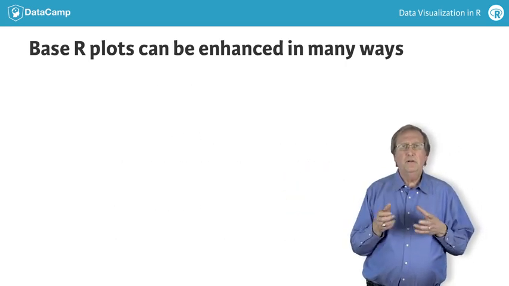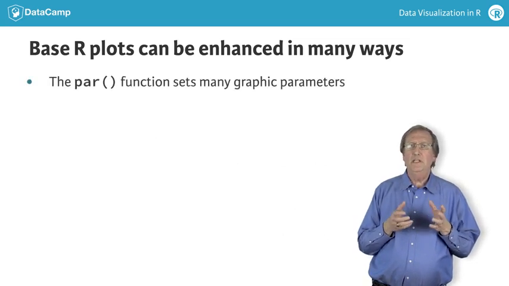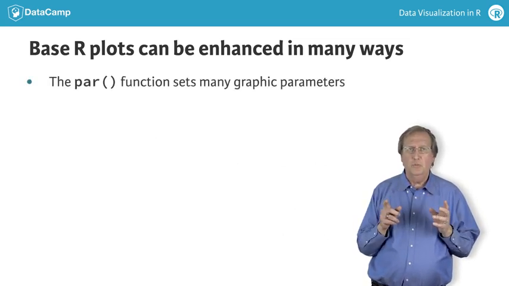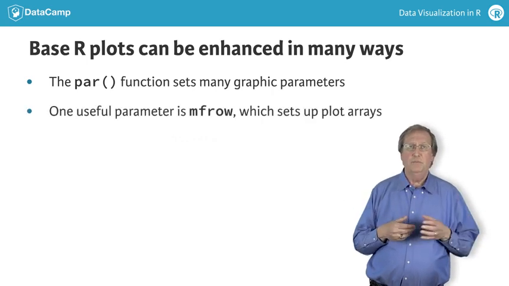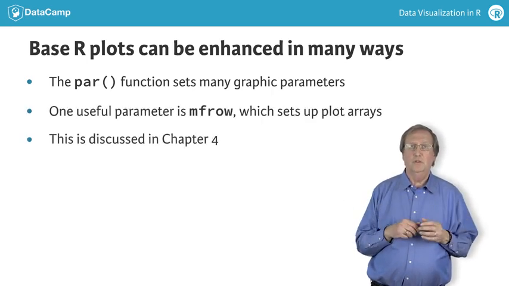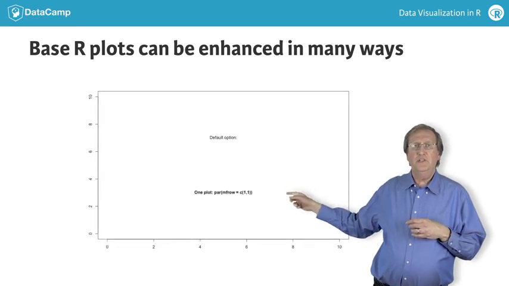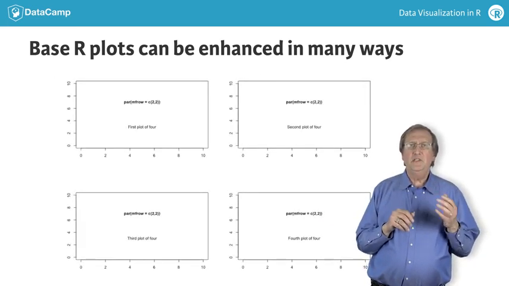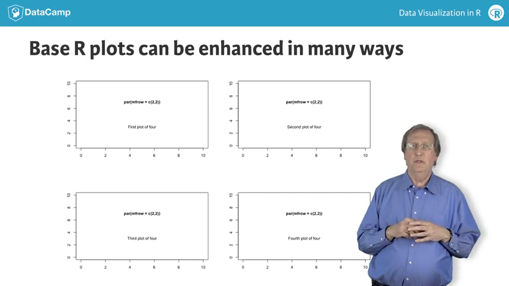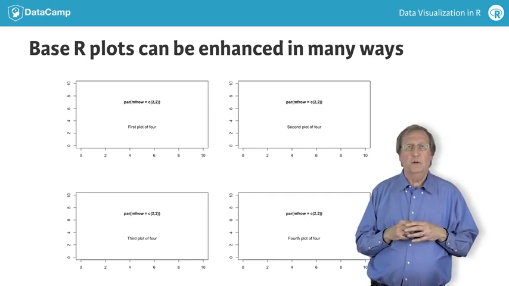Finally, the par function allows us to set many useful graphics parameters globally so that they apply to all subsequent plots until we change them again with another par call. This example shows mfrow, which allows us to easily set up multiple plot arrays, a topic covered in Chapter 4.